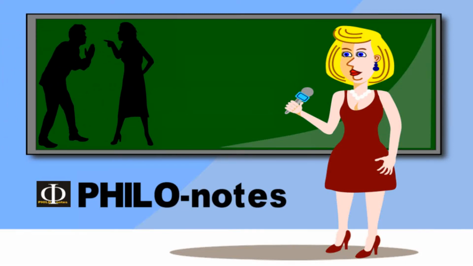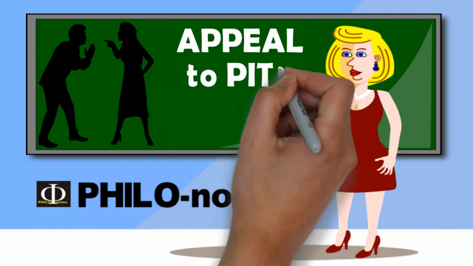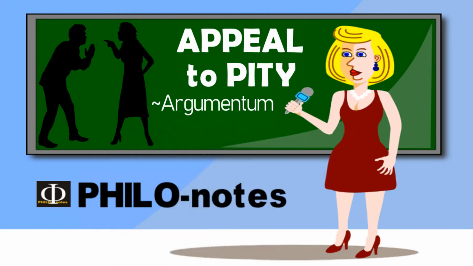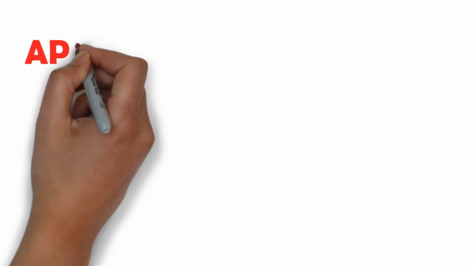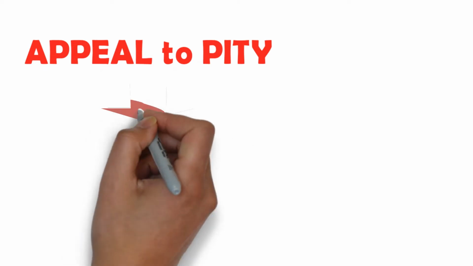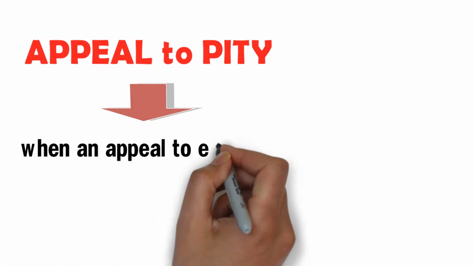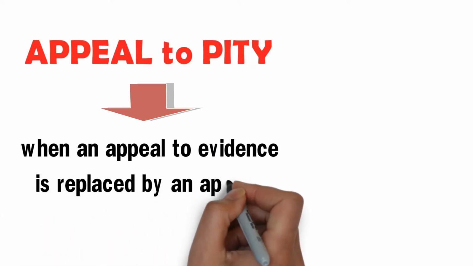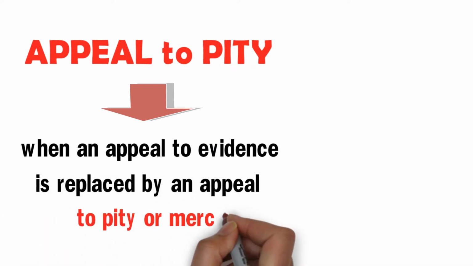There is another type of informal fallacy that is commonly used by people, and that is the appeal to pity, or Argumentum ad Misericordiam. An appeal to pity is a type of informal fallacy that arises when an appeal to evidence is replaced by an appeal to pity or mercy.